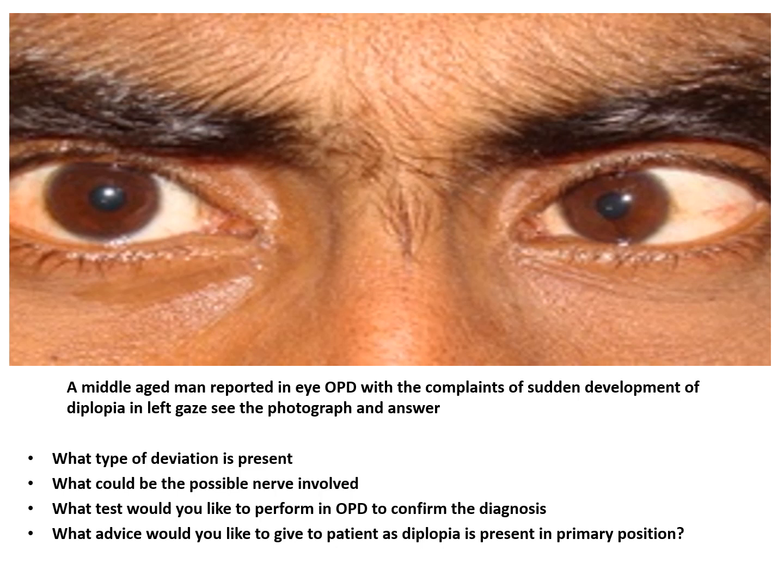See a photograph of a middle-aged man who reported in the OPD with the complaint of sudden development of diplopia in left gaze. See the photograph. Here you can appreciate that the left eye is deviated inward, meaning esotropia of about 15 degrees. So keep in mind the scenario, and then we will discuss how we can diagnose the type of deviation, and how we can investigate and then manage this case.